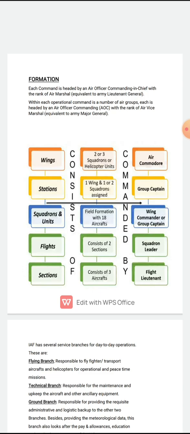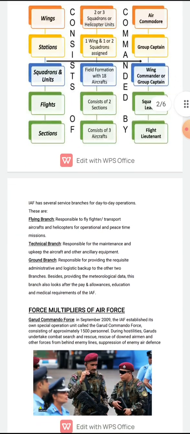So this was about the formation of Indian Air Force. Just revise it once again. Section headed by flight lieutenant, flight headed by squadron leader, squadron or unit headed by wing commander or group captain. Station headed by group captain. Wing headed by air commodore. Wing and station are generally the same, but if at any station an operational unit is placed, then it is known as wing. Okay, so now coming to the next part.